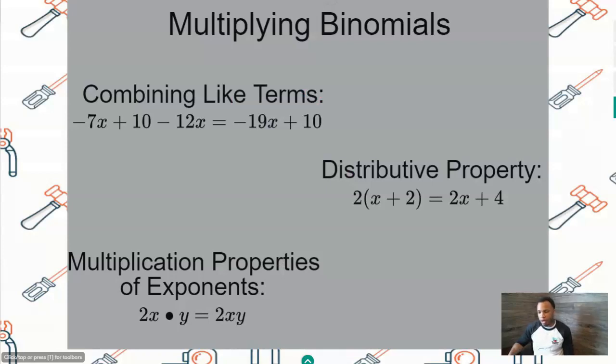In order to multiply binomials with different variables, first you need to understand how to combine like terms, the distributive property, and also the multiplication property of exponents. If you understand these three concepts, then you have the tools needed to multiply binomials with different variables. Let's go ahead and look at our example.